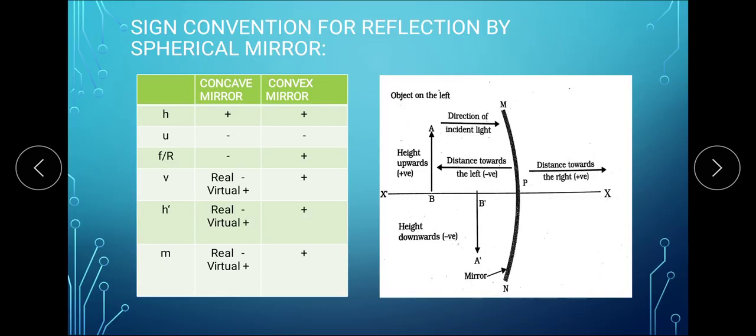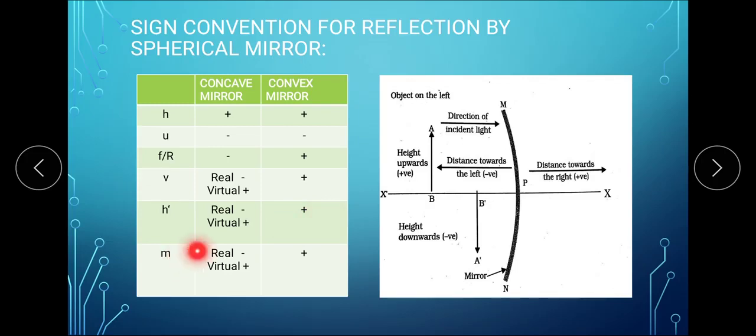Students, real images are always inverted. Concave mirror forms both real and virtual images. So for a real image, your height of image will be negative because the inverted image will be formed below the principal axis. Virtual images are always erect, which will be formed above the principal axis. So for a virtual image, your h' will be positive. Right students, convex always forms a virtual image, so in that case h' is positive.